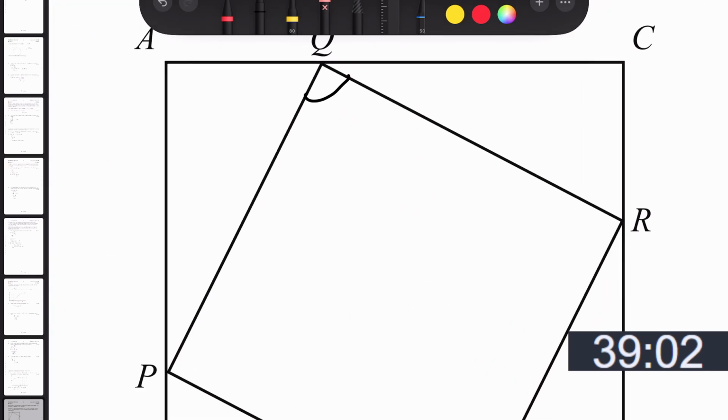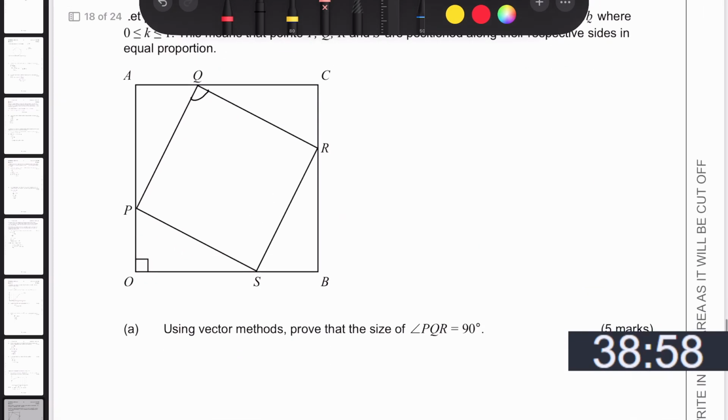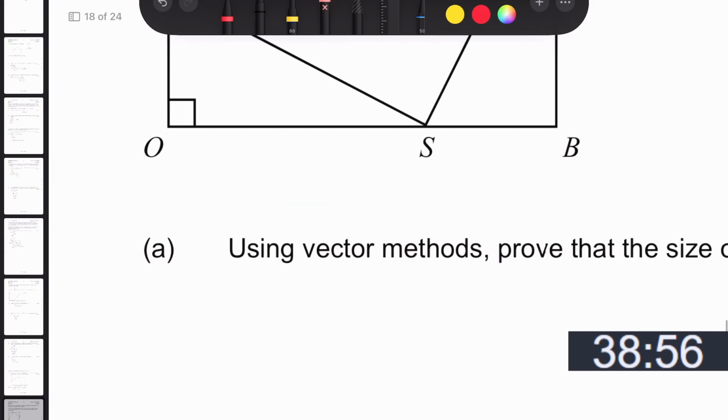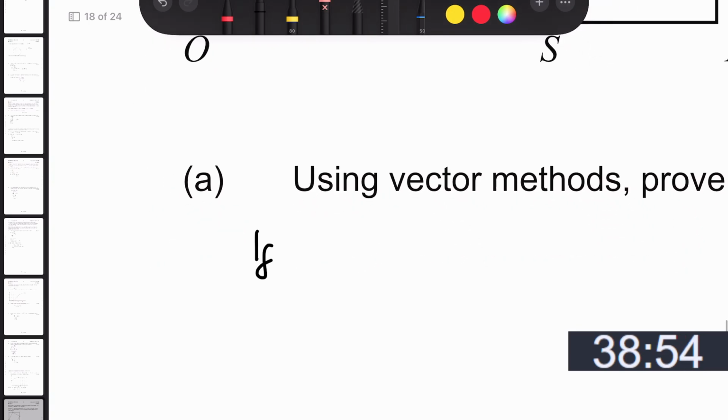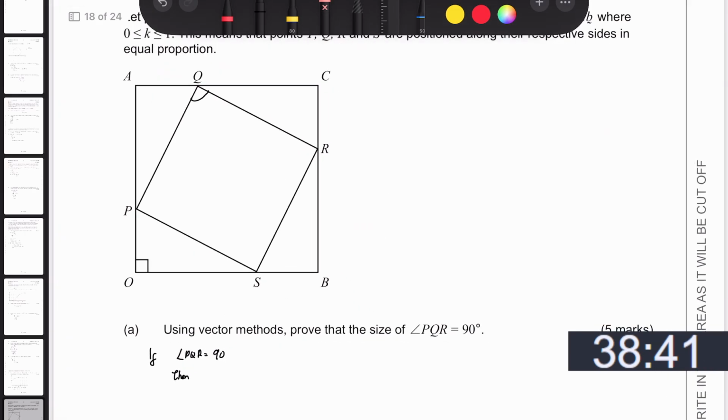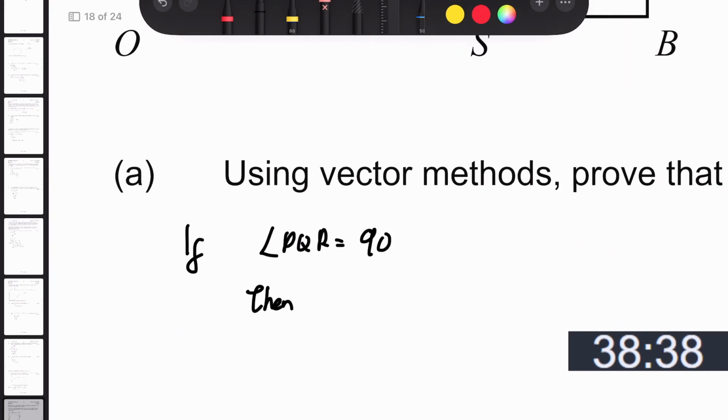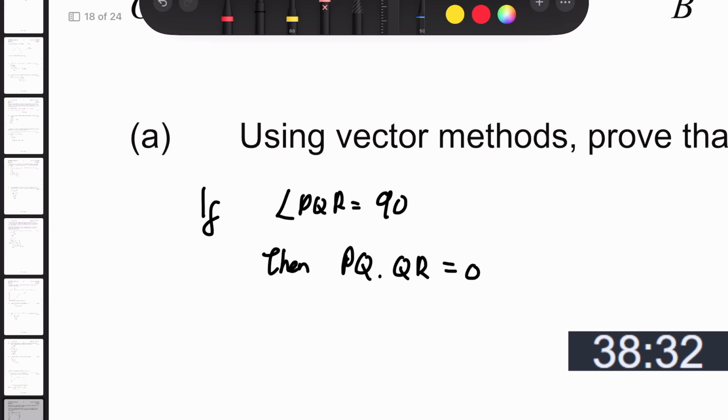So this angle. If angle PQR is equal to 90, then when I do the dot product of PQ and QR, P to Q dot QR must equal 0. So let's find PQ.